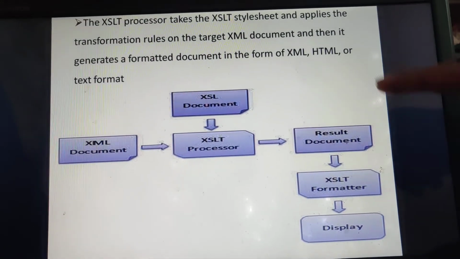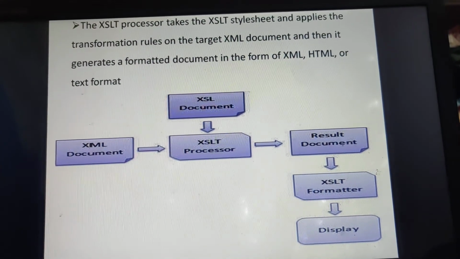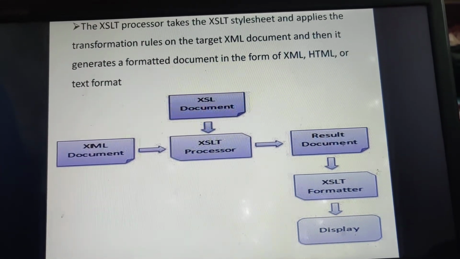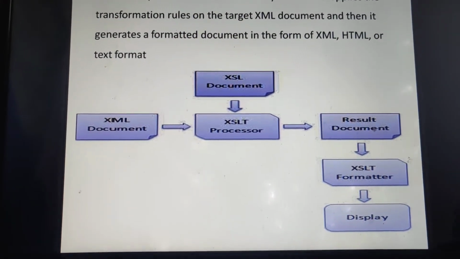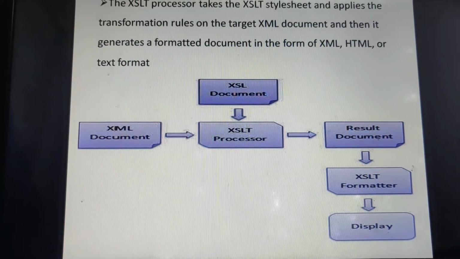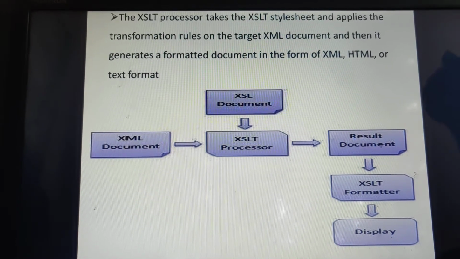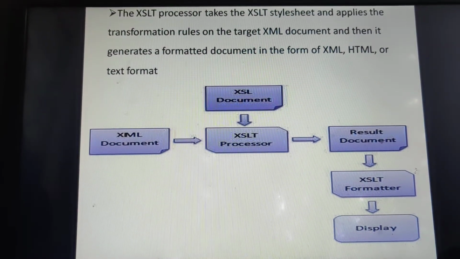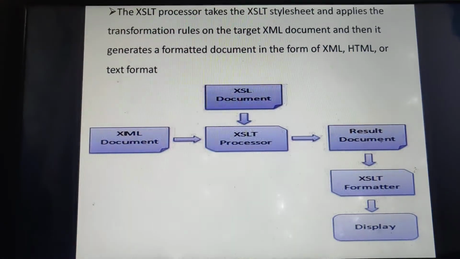That is what the XSLT processor does. It takes the style sheet, applies the transformation rules, and makes the target XML document appear in the browser. So we have an XML document file, as we discussed with previous examples: an XML file with employee, first name, last name, salary, and then /employee. Like that we will have an XML document.